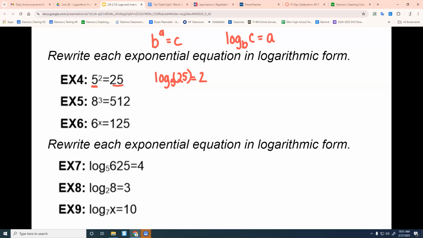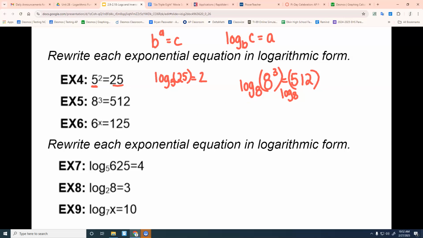Okay, I do this just a little bit differently. The way I think of example 5 is I've got 8 to the 3rd power equals 5 to the 12th. If I do not want this to be an exponent anymore, I want it to be a log instead. This is the way I think about it. I think of doing log base 8 of this side and log base 8 of this side.